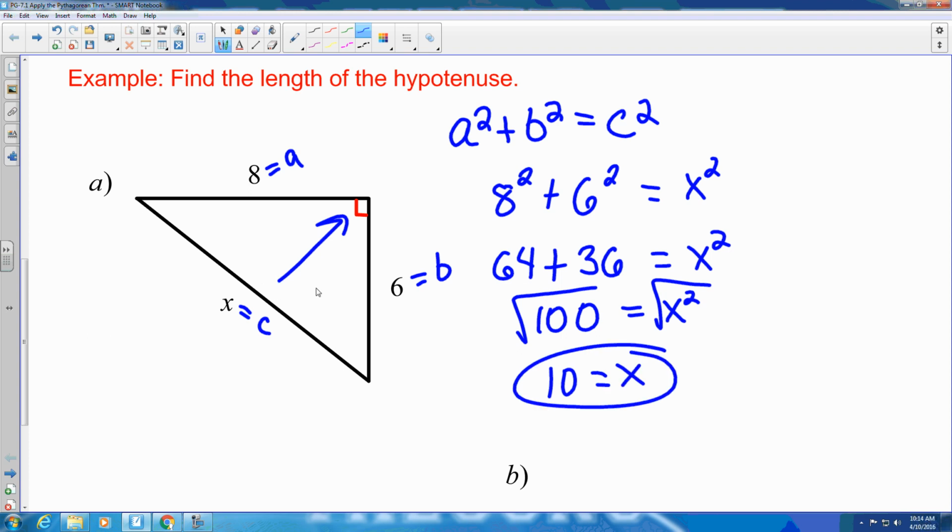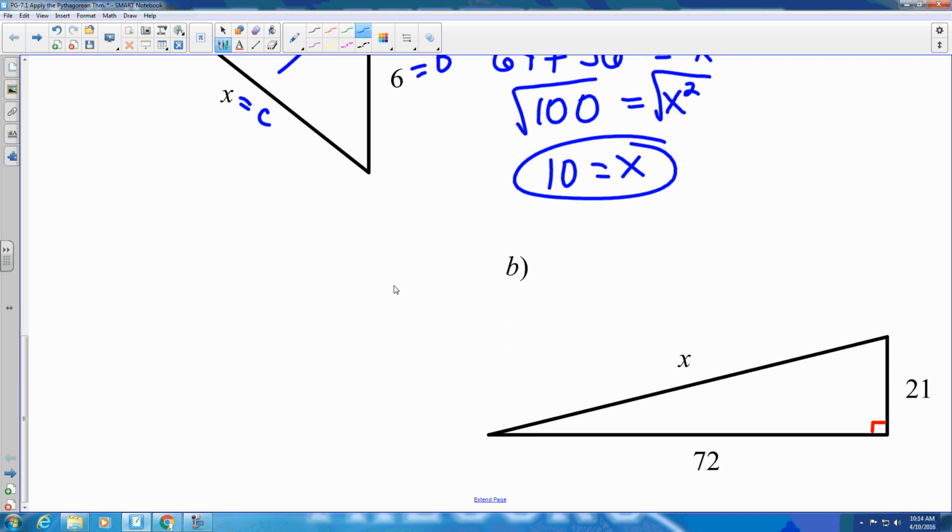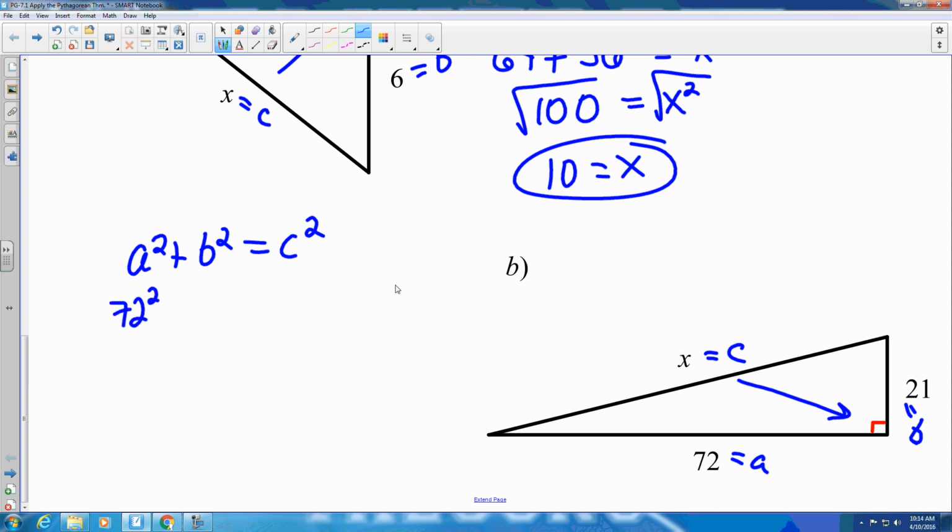Okay. Looking at this example here, which is B, again, trying to identify where the hypotenuse is. Again, it's always the opposite, so this is going to be my value of C. So again, write it out. A squared plus B squared equals C squared. I'll call this my A value, and 21 is going to be my B value. So I go over here, 72 squared plus 21 squared equals x squared. So I just plug them into the formula.